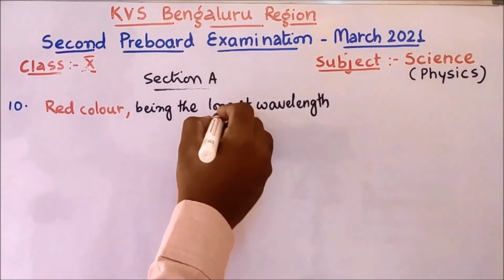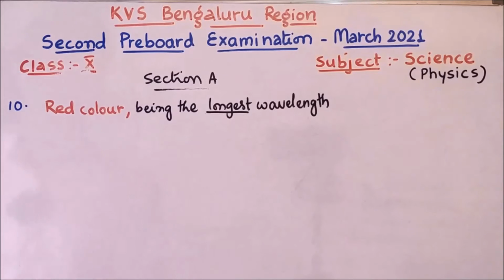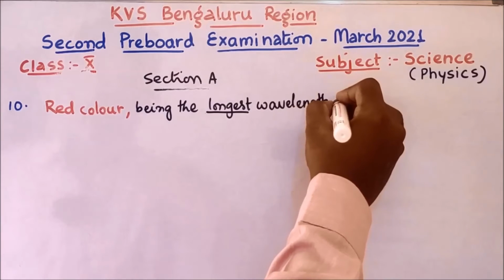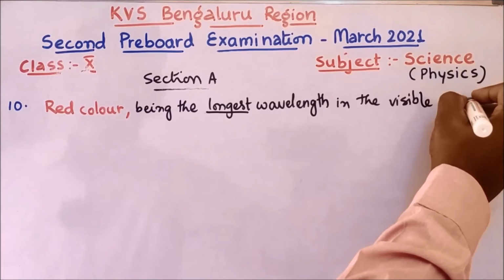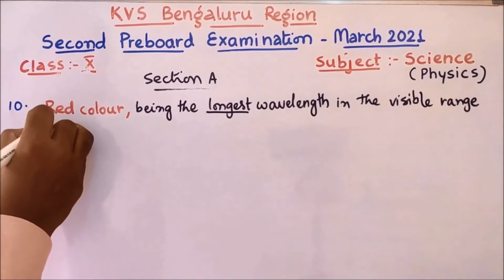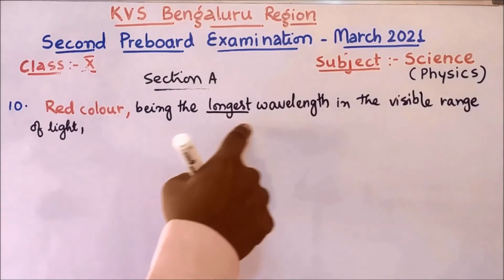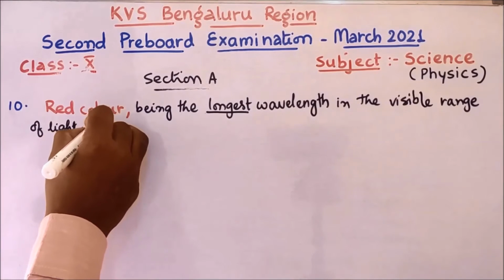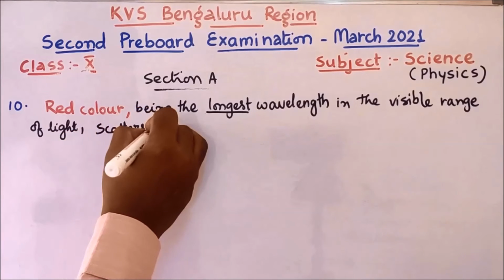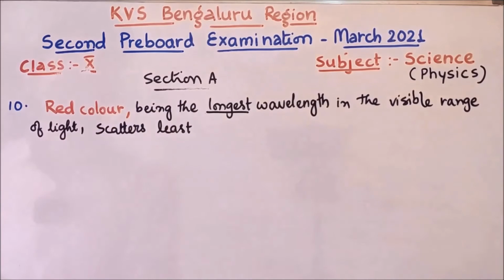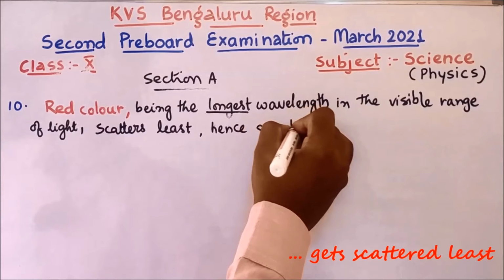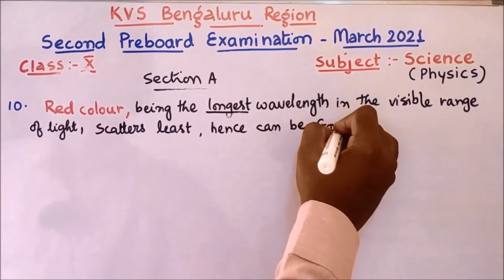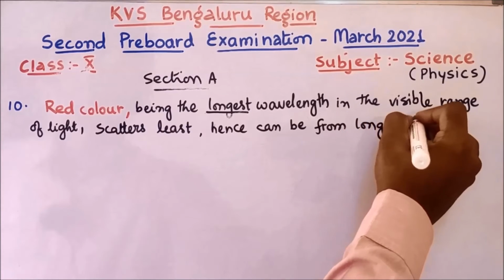It's the longest wavelength. I am considering only the visible range of light. Let me write that also. In the visible range of light. So being the longest wavelength, it scatters least. In the atmosphere you have gases, you have dust, you have smoke, right? So it scatters least, hence can be seen from long distances.